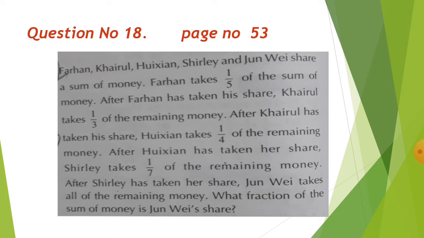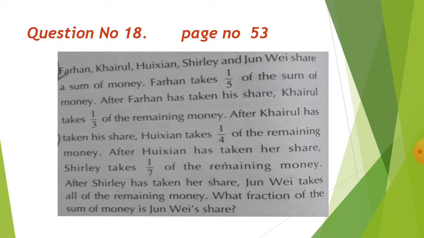Last question but not the least, question number 18. It is also a word problem. Farhan, Harul, Hussein, Shirley and Johnvesey share a sum of money. Farhan takes 1 over 5 of the sum of the money.